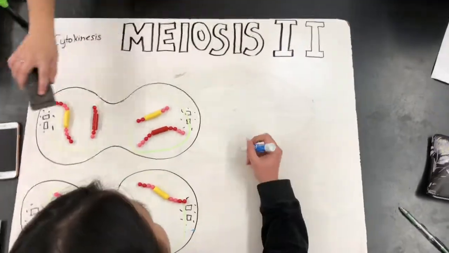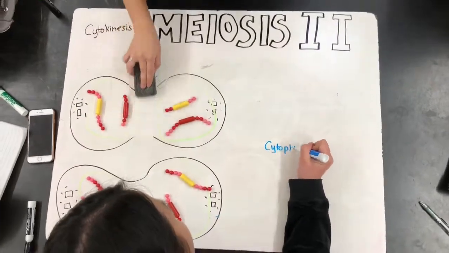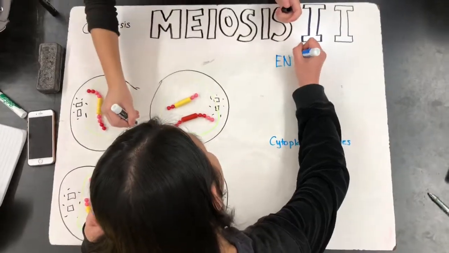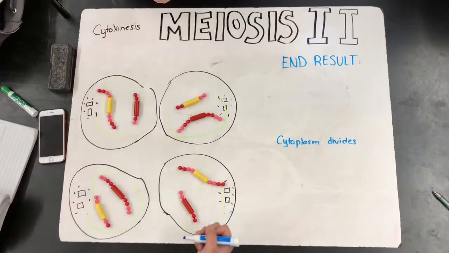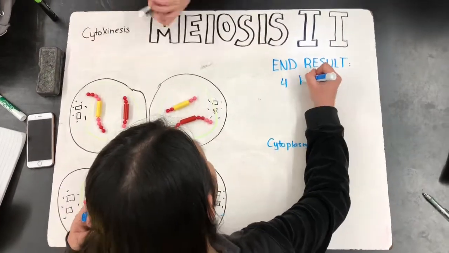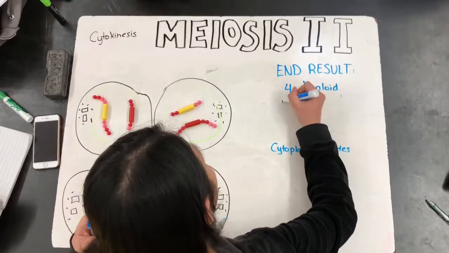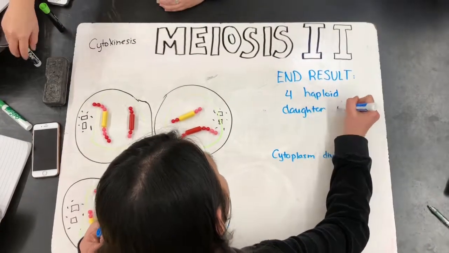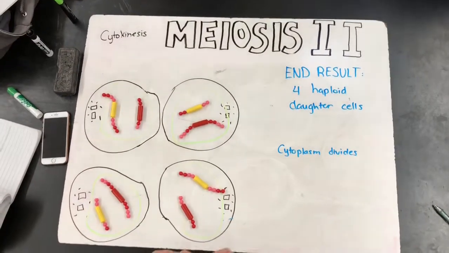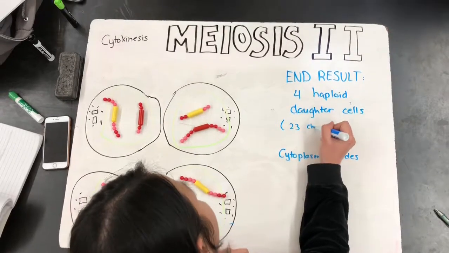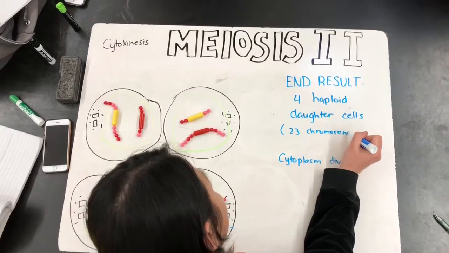Cytokinesis 2. In the second cytokinesis of meiosis, the cytoplasms divide. Ultimately, the end result of meiosis 2 is 4 haploid daughter cells, each with 23 unique chromosomes. These haploid cells are the gametes necessary for sexual reproduction.